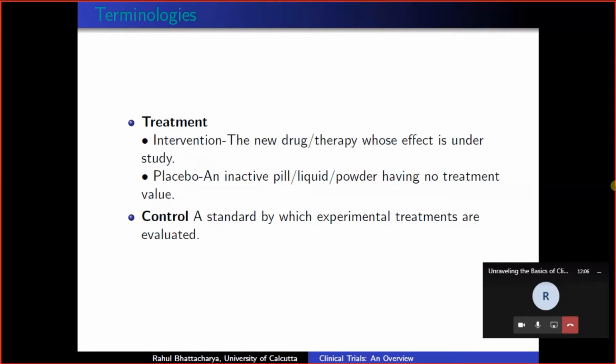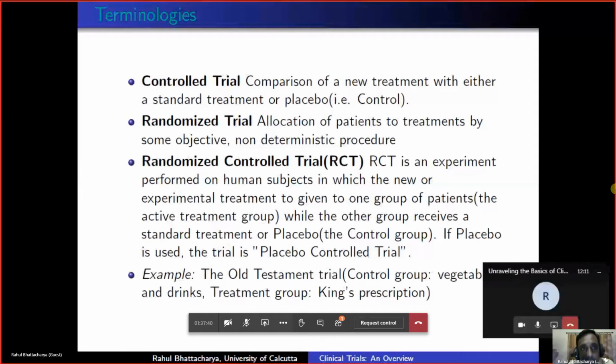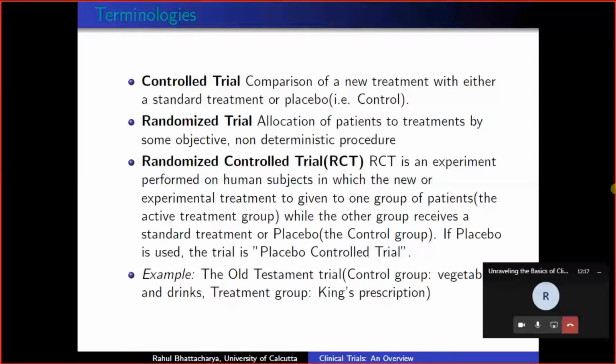So these are further terminologies. Control trial means comparison of a new treatment with either a standard treatment or placebo. That is control. There is another term, randomized trial. In a randomized trial, allocation of patients to treatments is done using some objective and non-deterministic procedure. I will come to this randomized trial later, and what randomization is and what the utilities of randomization are. I will discuss all these things later.